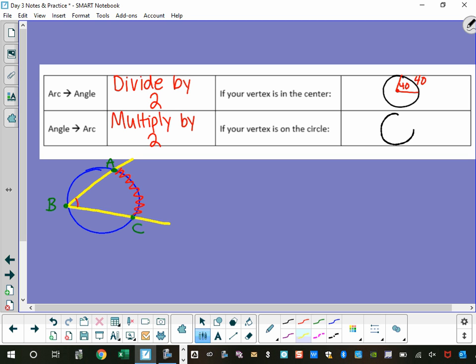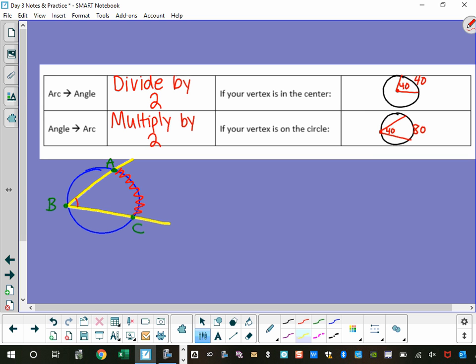Draw another circle. Because if your vertex is on the circle, this creates your inscribed angle. So if this was 40, what would your arc be? No, it would be 80. Guys, do you understand the difference between the inscribed angle and the non-inscribed angles? That is a huge part of what we're doing.